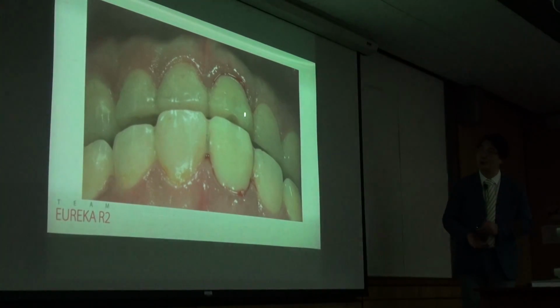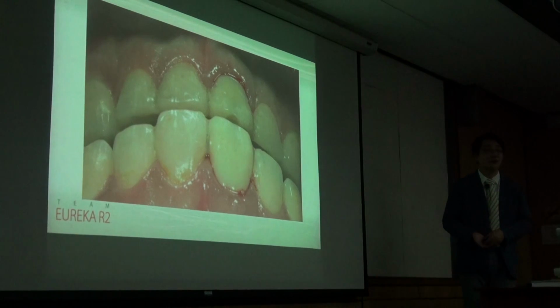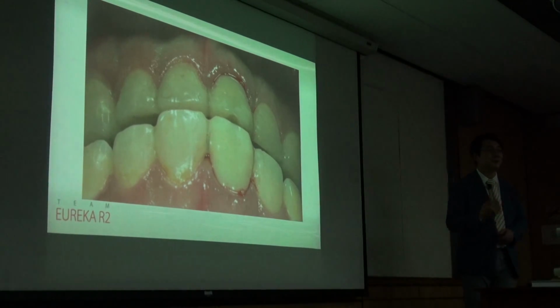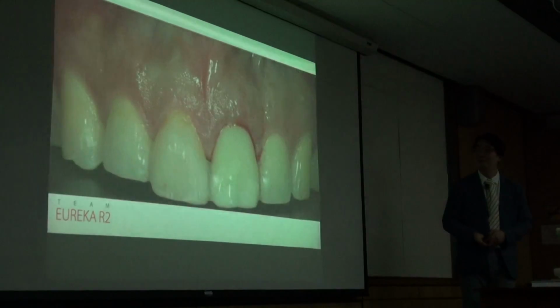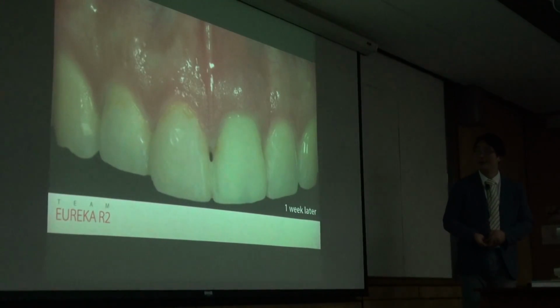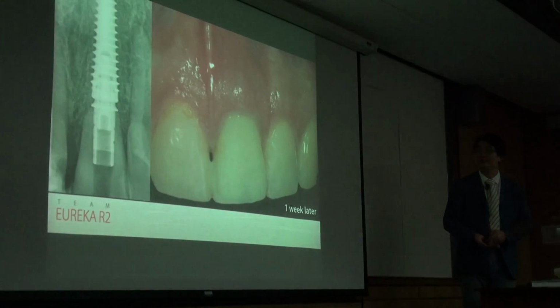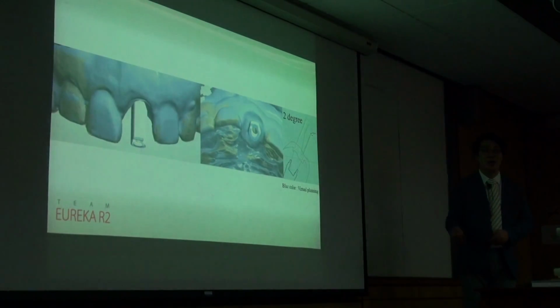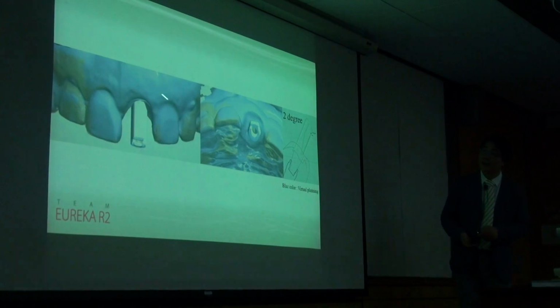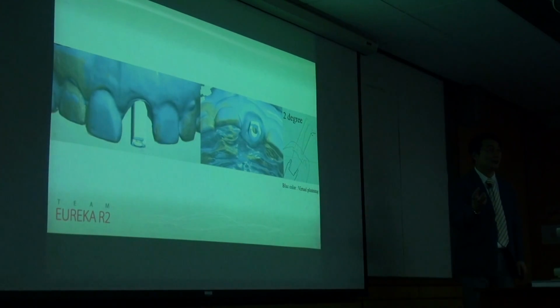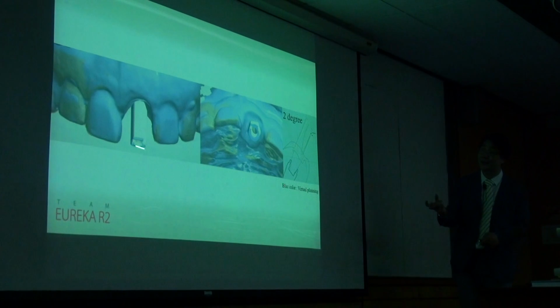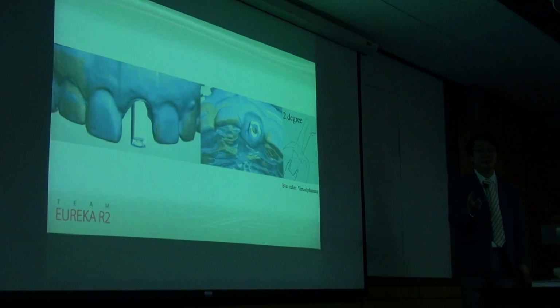And how about the provisional restoration's position? It is acceptable in clinic, right? This is 1 month, 1 week later. It's almost done. How about the surgical result? This blue area is the diagnostic image, the virtual planning image. And this white part is the real situation after the surgery stage. So I merged the two STLs and checked the accuracy.